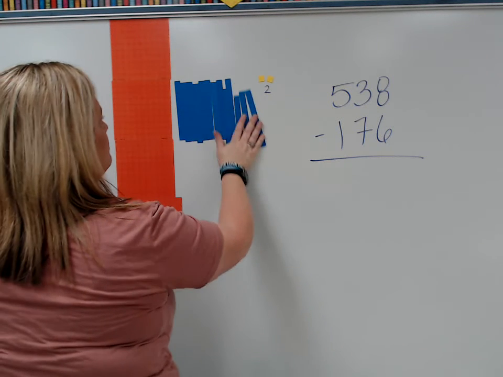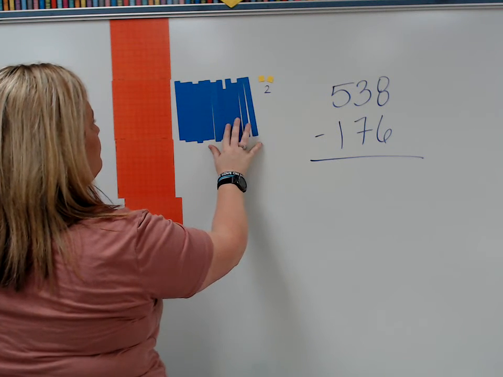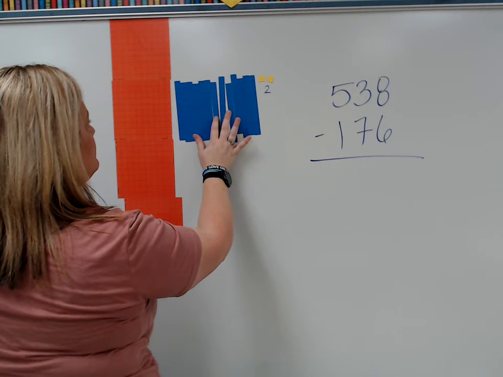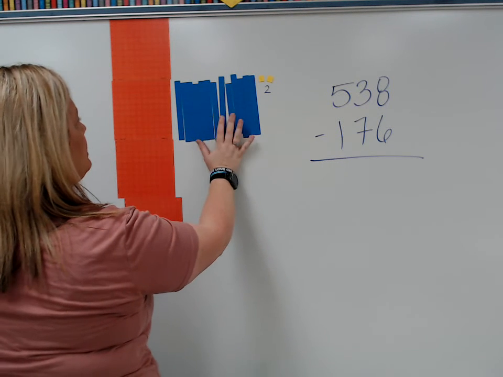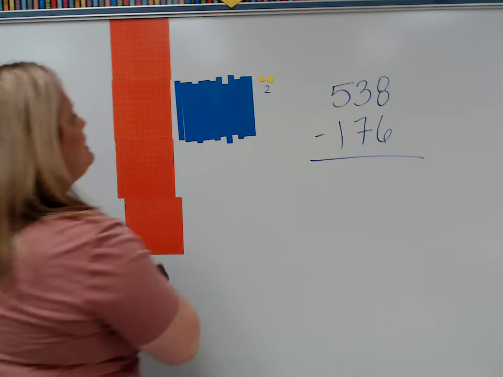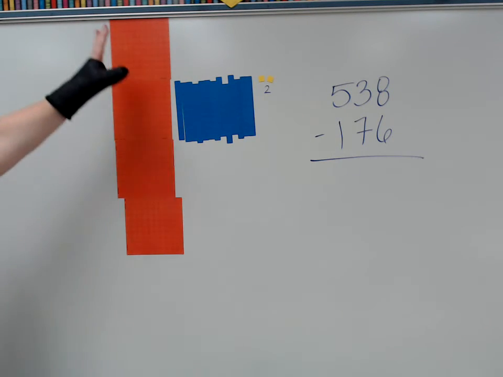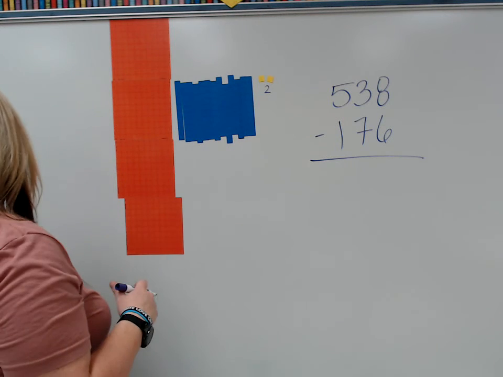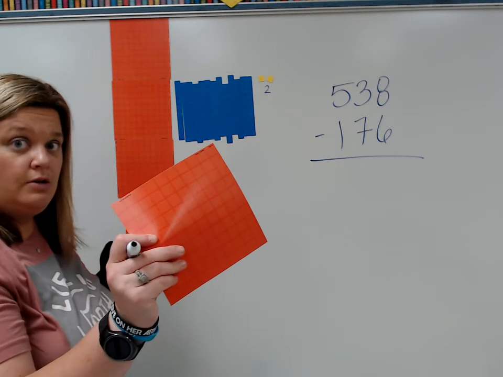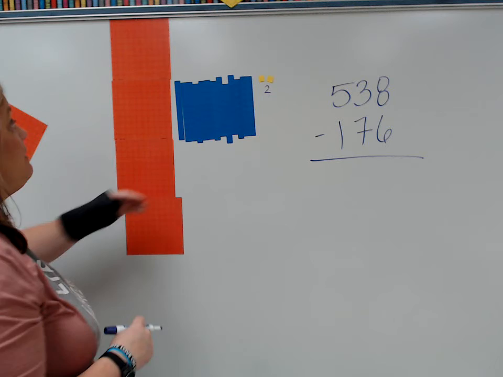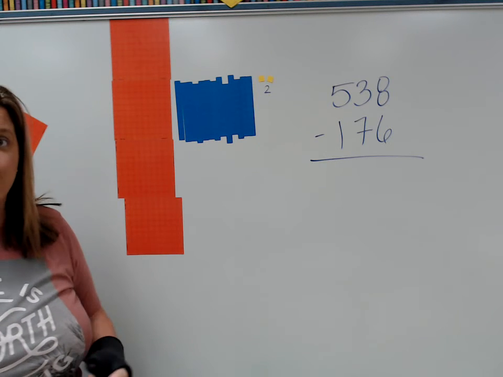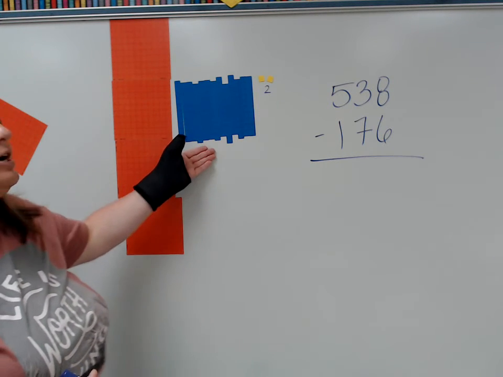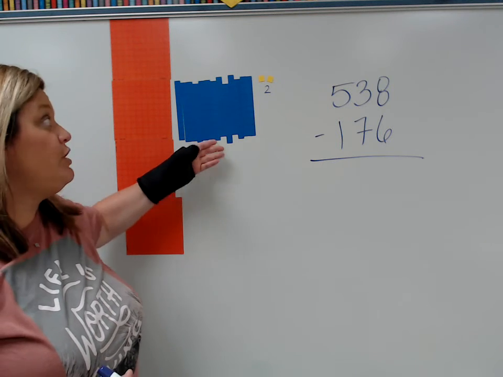rods. 1, 2, 3, 4, 5. This is hiding. 6, 7, 8, 9, 10, 11, 12, 13. There we go. So I've exchanged from the hundreds place to make it go to the tens place. I've taken the flat, which is equal to 100, broken it up into tens, and brought those over. So now instead of 3, I have 13.